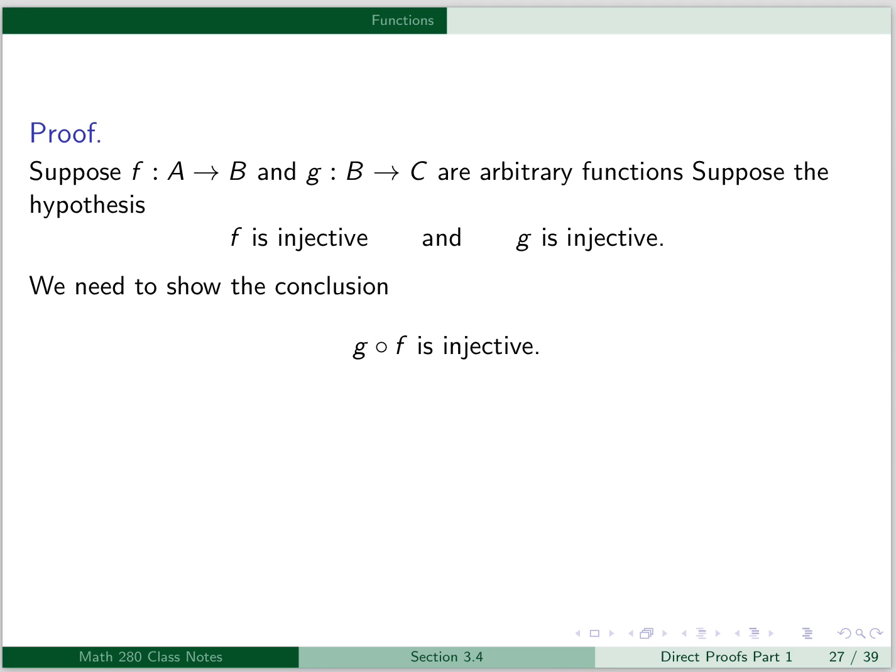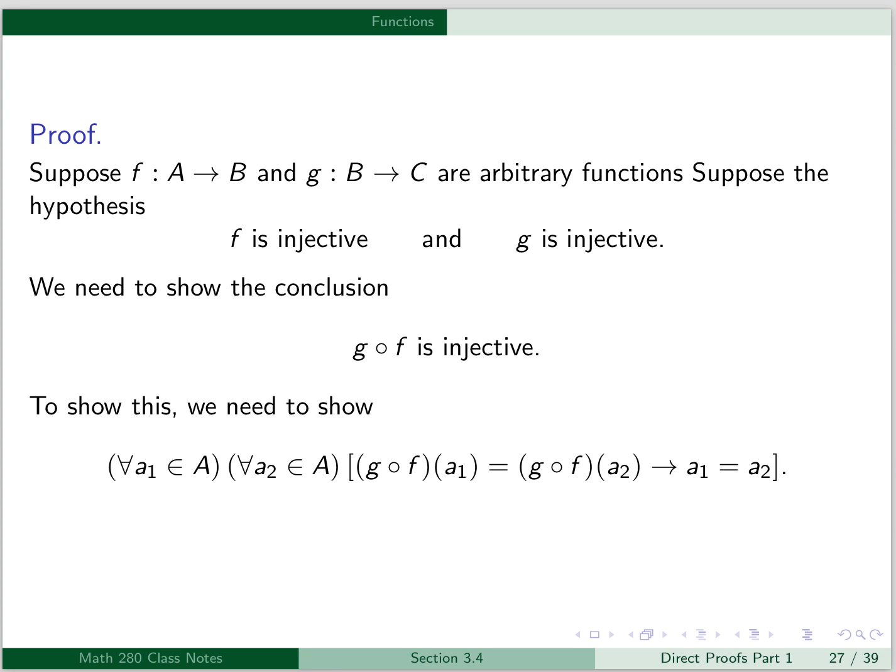Now at this point in the proof, you want to ask yourself, well, what does this conclusion mean? Or how do we show this conclusion? And so we go back to the definition of injective. So to show that g composed with f is injective, we need to show for all a1 and a2 in A, g composed with f of a1 equals g composed with f of a2 implies a1 is equal to a2. This is just the condition for a function to be injective applied to the function g composed with f.